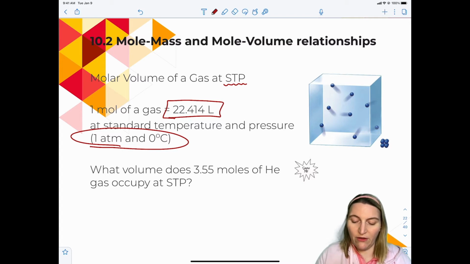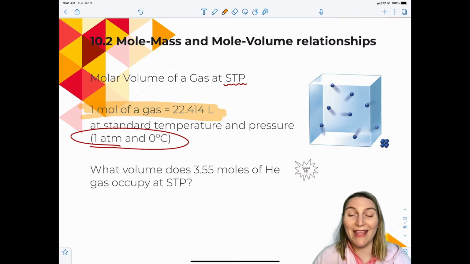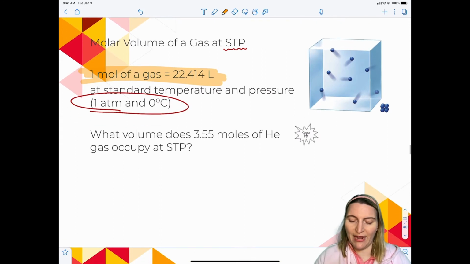So now this is another conversion factor. We are going to be using this conversion factor for a whole slew of problems here, and then we're going to sort of notice, hey, if this is also equal to 1 mole, then those problems that we just did, we can also incorporate molar volume of a gas in there. So the first question that we have is, what volume does 3.55 moles of helium gas occupy at STP?